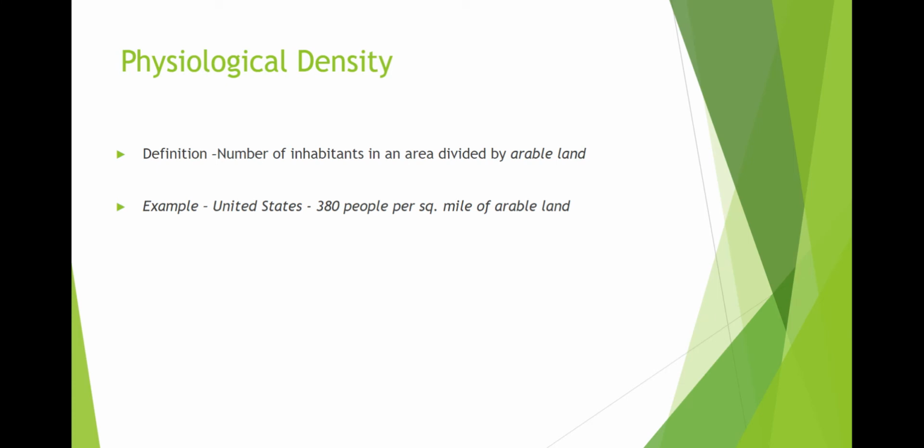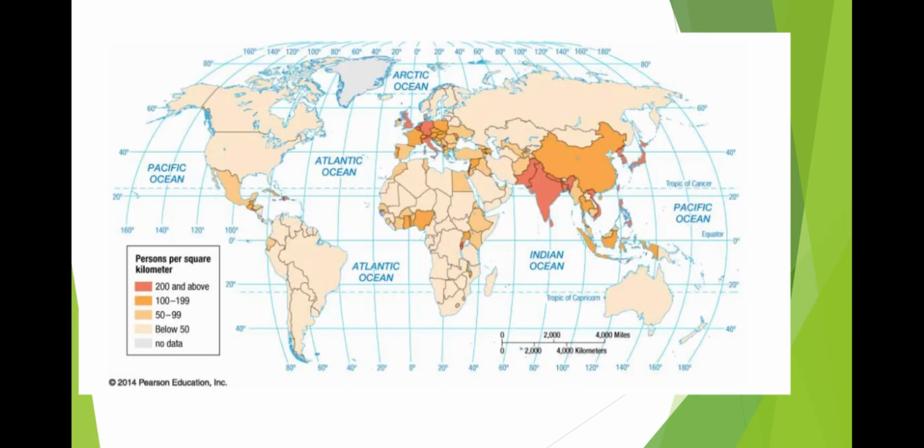All right, so where arable land becomes important is looking at physiological density. So instead of the total number of inhabitants by land, this definition for physiological density is the total number of inhabitants in an area divided by arable land. So the United States, if you remember, had 92 people per square mile as its population density, or its arithmetic density. Physiological density is 380 people per square mile.